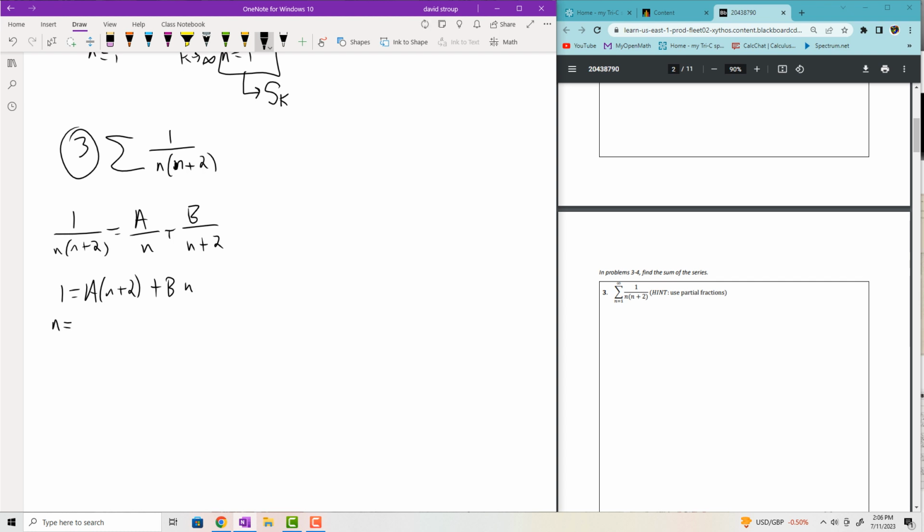Then substitute values of n that eliminate either a or b. So I'll try 0. So I get 1 equals a times 2. In other words, a is 1/2. And then try negative 2. So I get 1 equals negative 2b. So b will be negative 1/2. Okay, great.